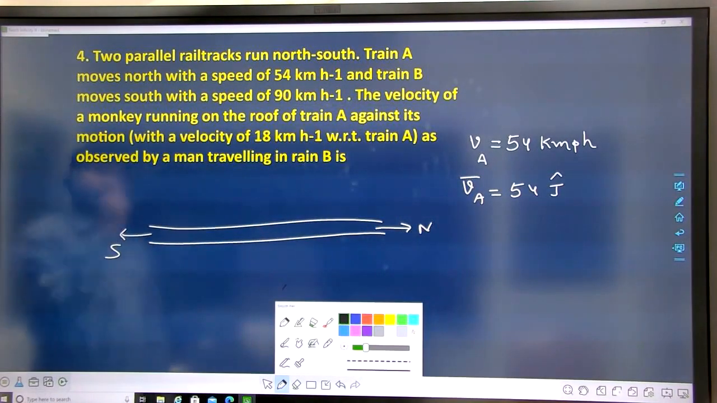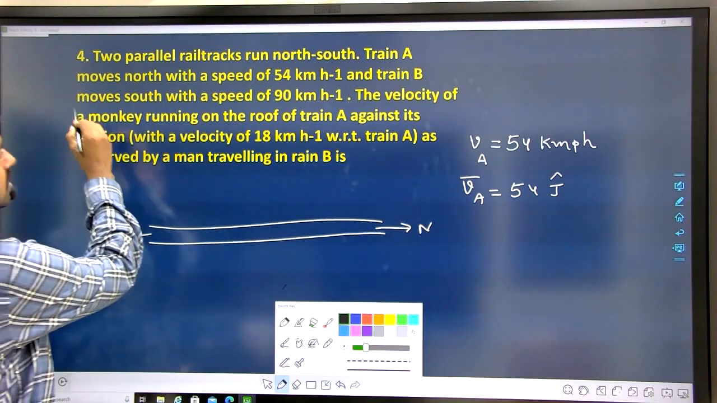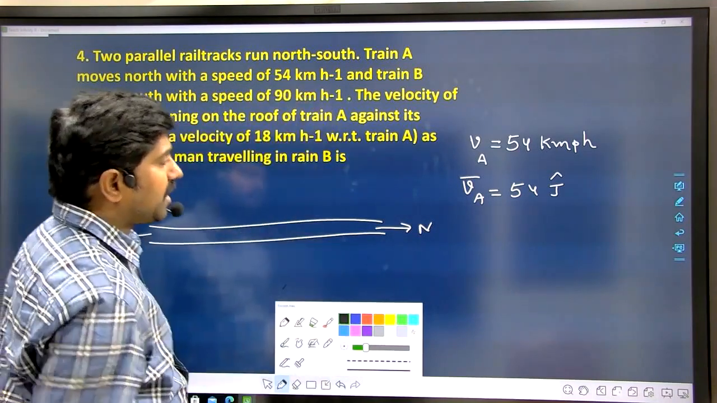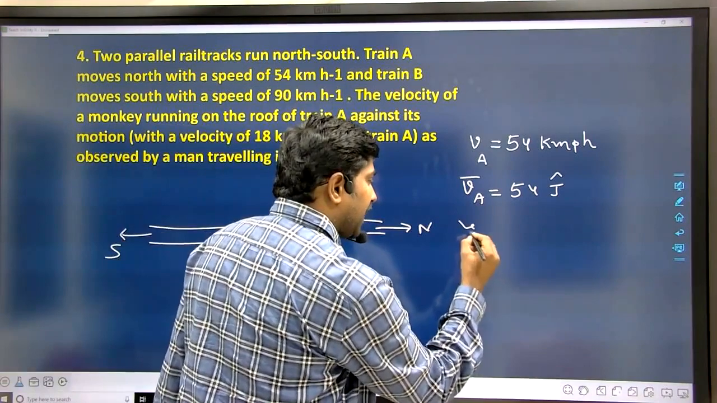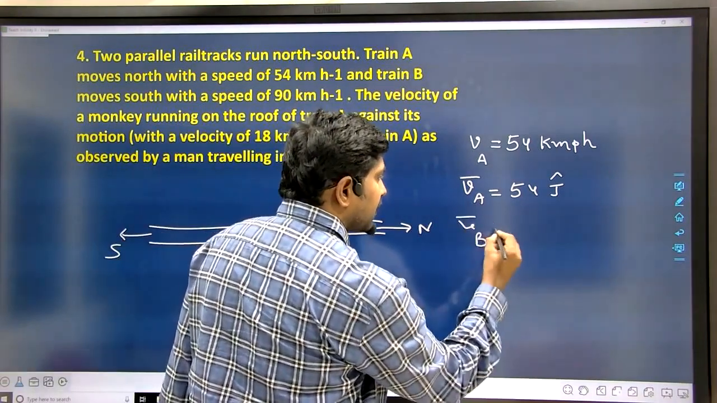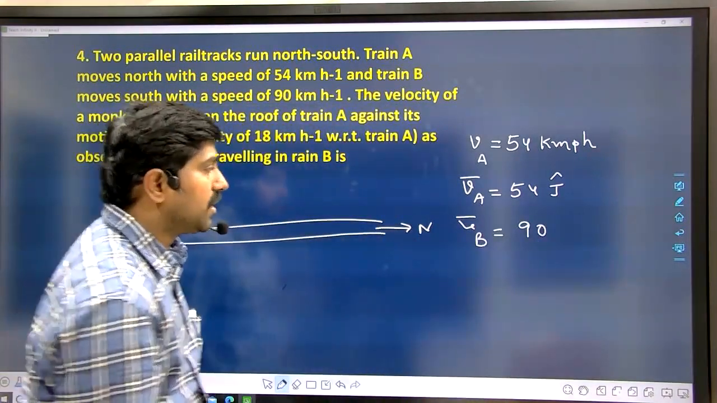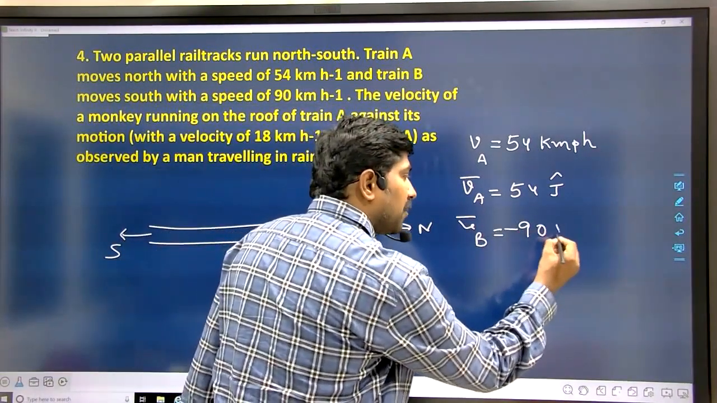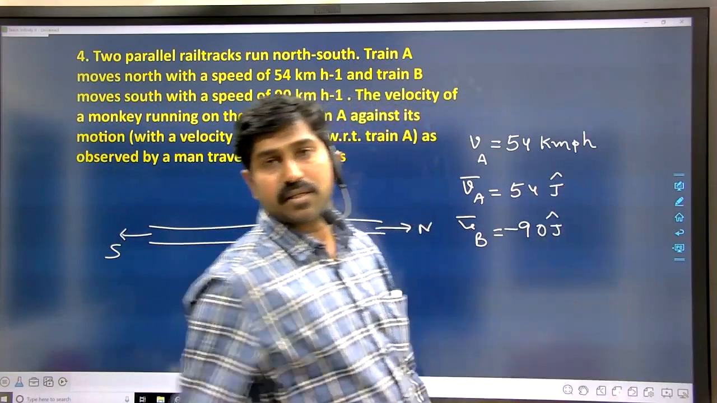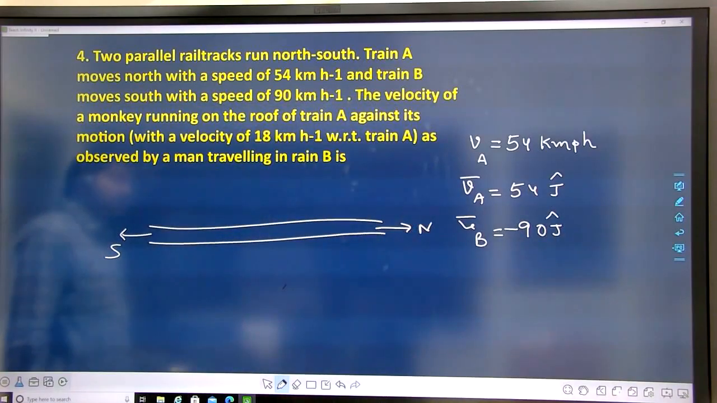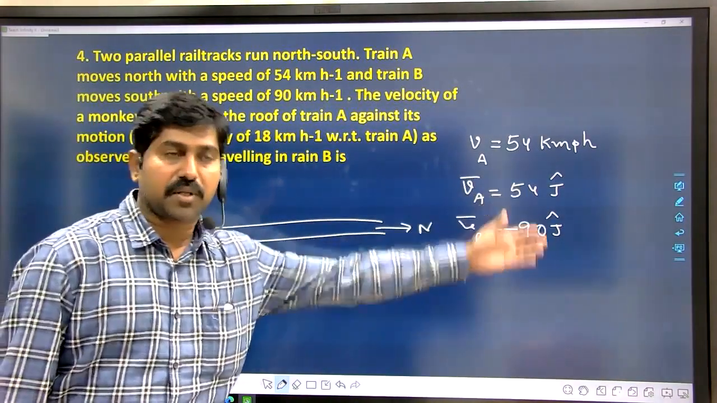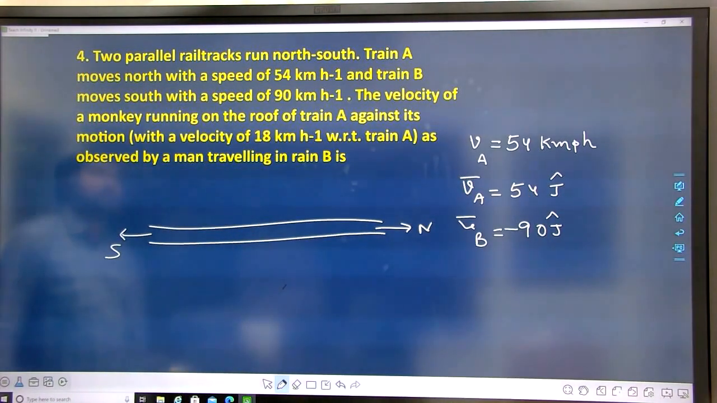And train B moves south with a speed of 90 kmph. The velocity of train B, VB bar, can be taken as 90 and towards south only. I can take minus j cap from my consideration, where I have taken j cap as the symbol for the direction north only.